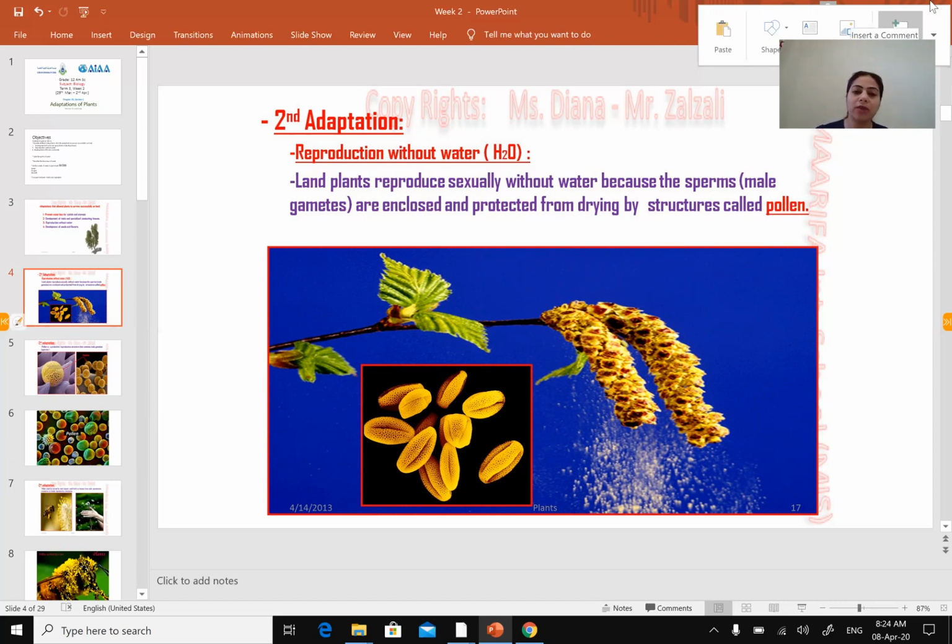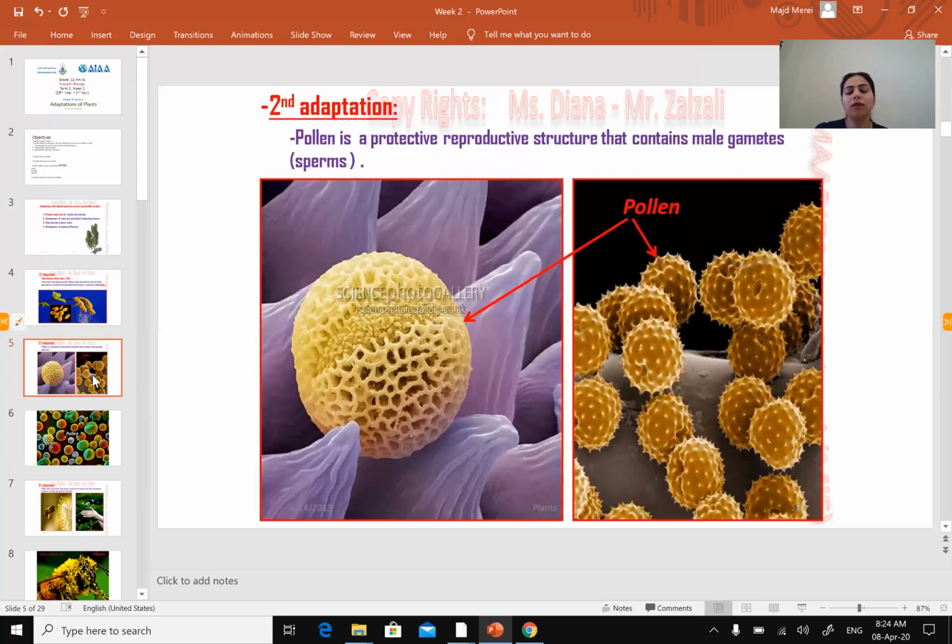So how can they move? How are they protected from drying? By structures that are called pollen. Now here, what is pollen? If you want to define pollen, it is a protective reproductive structure, because it is protecting the sperm. This structure encloses what? The sperm. So pollen is a protective reproductive structure that contains male gametes, which are the sperms.